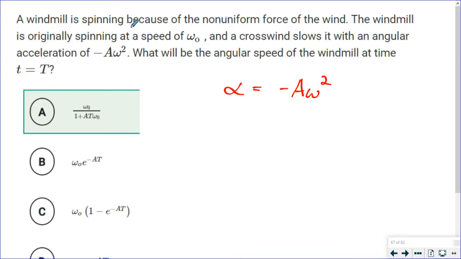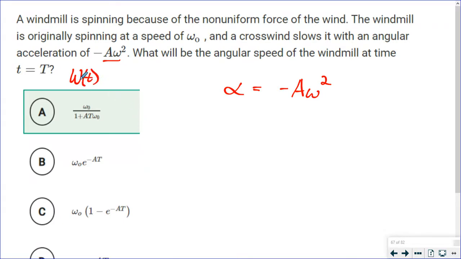So it says a windmill is spinning because of the non-uniform force of the wind. The windmill is originally spinning at a speed of omega naught, and the crosswind slows it with an angular acceleration of negative a times omega squared. So this is an acceleration that depends on your velocity, and that will look very similar to our terminal velocity problems. The question asks, what will the angular speed of the windmill be at time t? So I need to know a function, omega as a function of t.